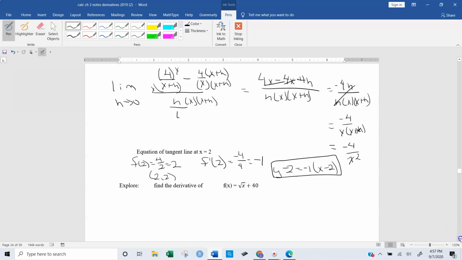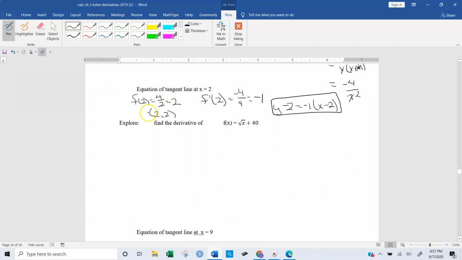All right, try yours. See how you do with this. So now you have to find f of x plus h. Well, this is going to be the square root of x plus h plus 40. We have to subtract our original, square root of x plus 40. I'm just going to distribute my negative all the way through. Then I have to divide by h.